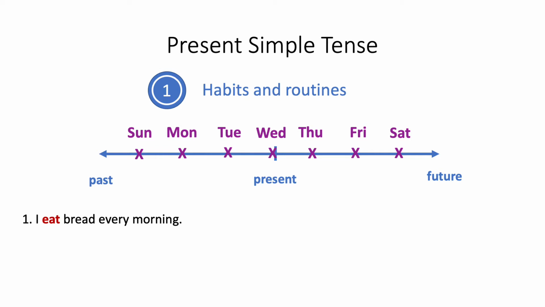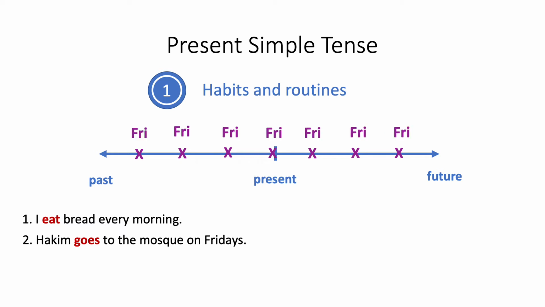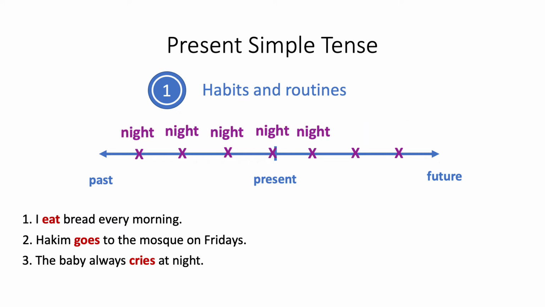This is a habit. So this sentence shows us the first use of the present simple tense, that is talking about habits and routines, things that we do regularly or repeatedly. Here are more examples. Hakim goes to the mosque on Fridays. Again, this is what Hakim does regularly every Friday. So it is a routine. In our next example, the baby always cries at night, meaning it is something that happens every night. Okay?